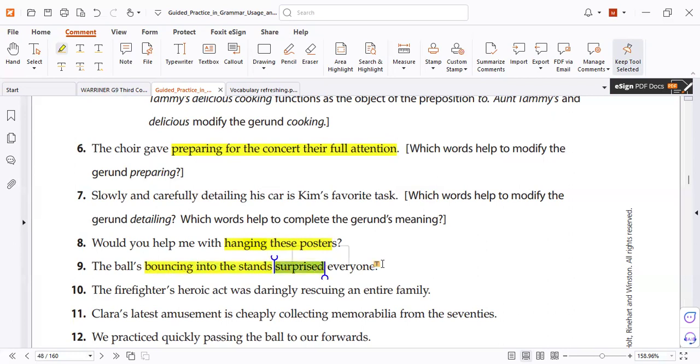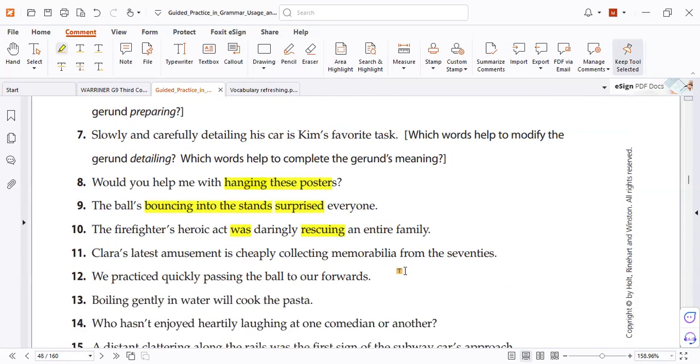Because of bouncing surprised. So I stopped because I found the verb. But what I need from you is to know that the gerund is a noun. That's all. But how to know it? Check. Here it is the verb of the sentence. Heroic act was rescuing. So what was the heroic act? Rescue. That is the point.